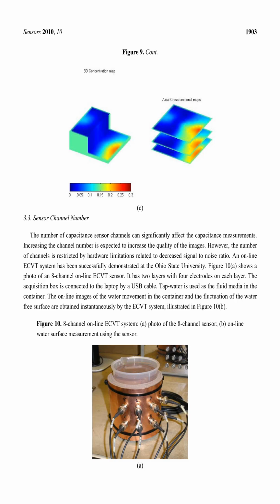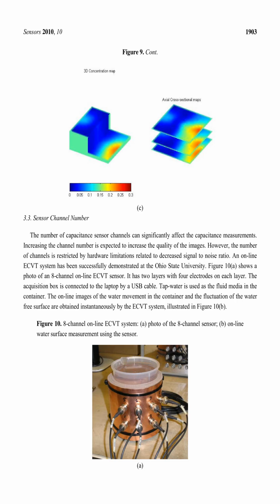An online ECVT system has been successfully demonstrated at The Ohio State University. Figure 10A shows a photo of an 8-channel online ECVT sensor. It has 2 layers with 4 electrodes on each layer. The acquisition box is connected to the laptop by a USB cable. Tap water is used as the fluid media in the container.